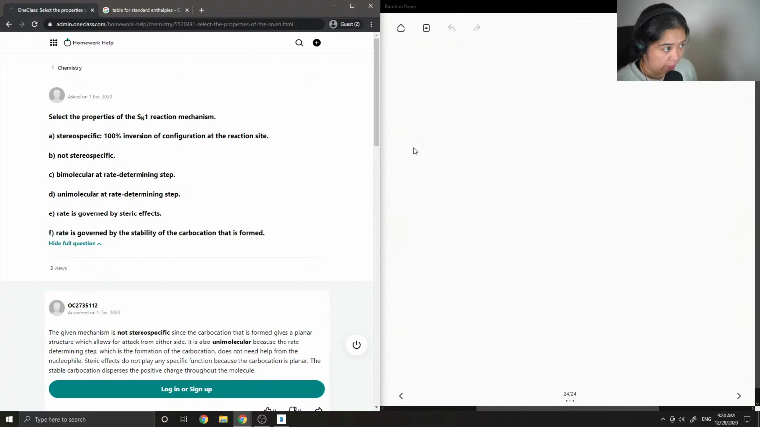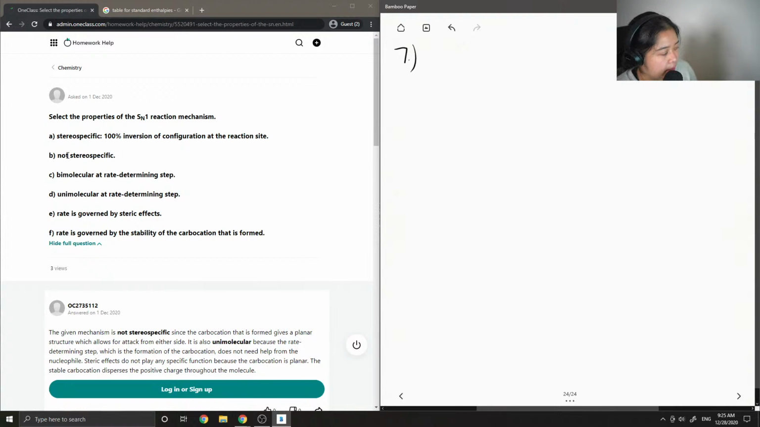Okay, so question 7. Select the properties of the SN1 reaction mechanism. So they give us all these different properties. A, stereospecific, so this means 100% inversion of configuration at the reaction site. B, not stereospecific. C, bimolecular at rate determining step. D, unimolecular at rate determining step. E, rate is governed by steric effects. Or F, rate is governed by the stability of the carbocation that is formed.